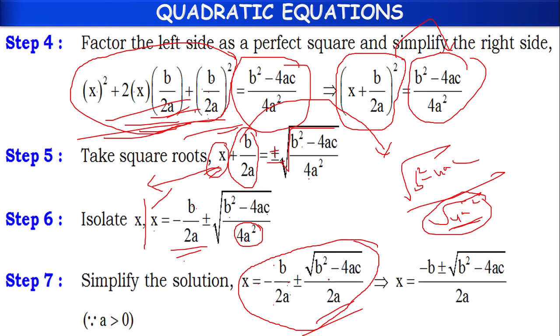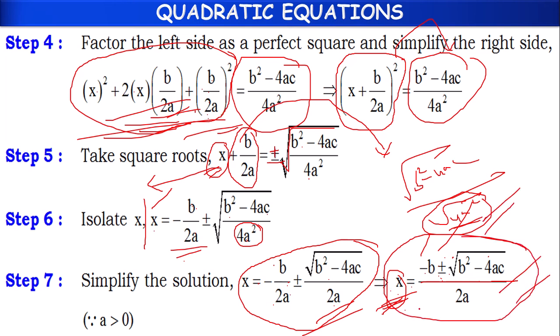Or with 2a as the common denominator, we can write the numerator as minus b plus or minus root of b square minus 4ac, by 2a. If we take plus, we will get one value of x. If we take minus, we will get another value of x. In this way, we can find two values of x by using this formula, which is known as the quadratic formula or Sridharacharya's formula.